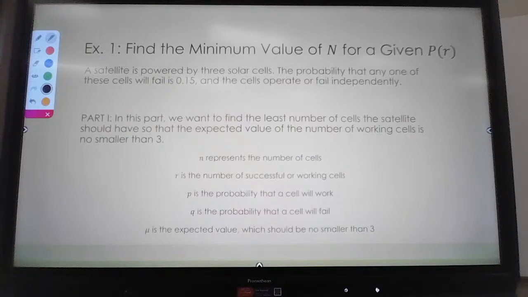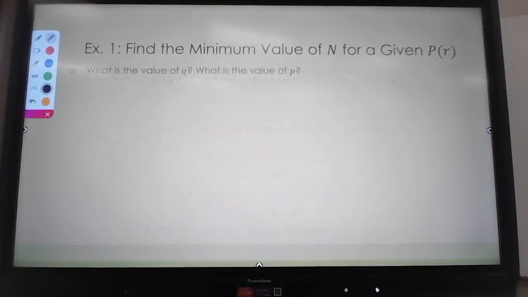So again, n represents the number of cells. R is the number of successful or working cells. P is the probability that a cell will work. Q is the probability that a cell will fail. And mu is the expected value, which we don't want to be smaller than 3.